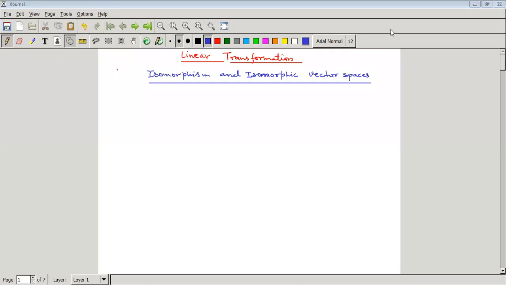Hi, this is lecture number 3 on linear transformation. In this lecture, we are going to discuss isomorphism and isomorphic vector spaces.